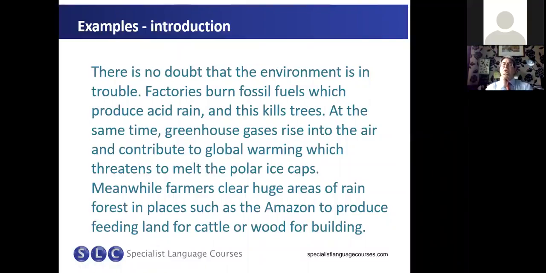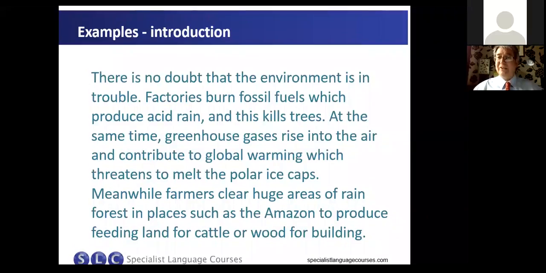So there is no doubt that the environment is in trouble. Factories burn fossil fuels, which produce acid rain, and this kills trees. At the same time, greenhouse gases rise into the air and contribute to global warming, which threatens to melt the polar ice caps. Meanwhile, farmers clear huge areas of rainforest in places such as the Amazon to produce feeding land for cattle or wood for building.